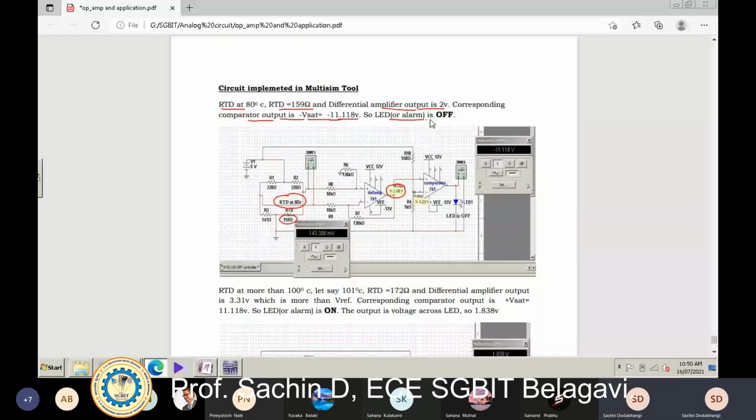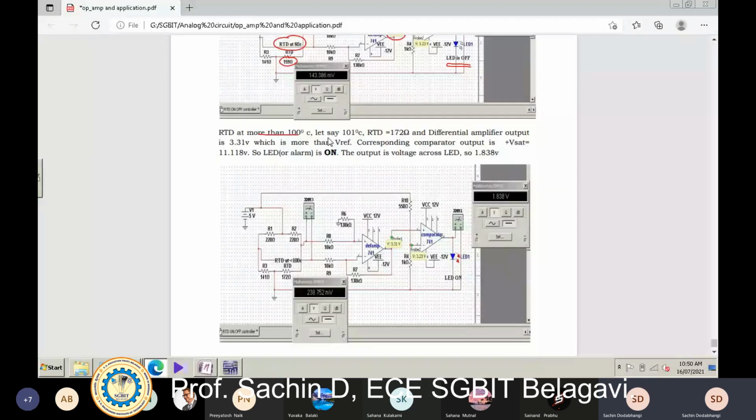Similarly, for next case, for more than 100 degree centigrade, let's take it as 101 degree centigrade. For 101 degree centigrade, RTD resistance is nearly equal to 172 ohm. So differential amplifier output is 3.31. You can see I'm circling it here, 3.31. 3.31 means it is more than reference voltage. Reference voltage is 3.23. So 3.31 minus 3.23 will give a positive value. So output will be V sat. Output voltage is also positive.